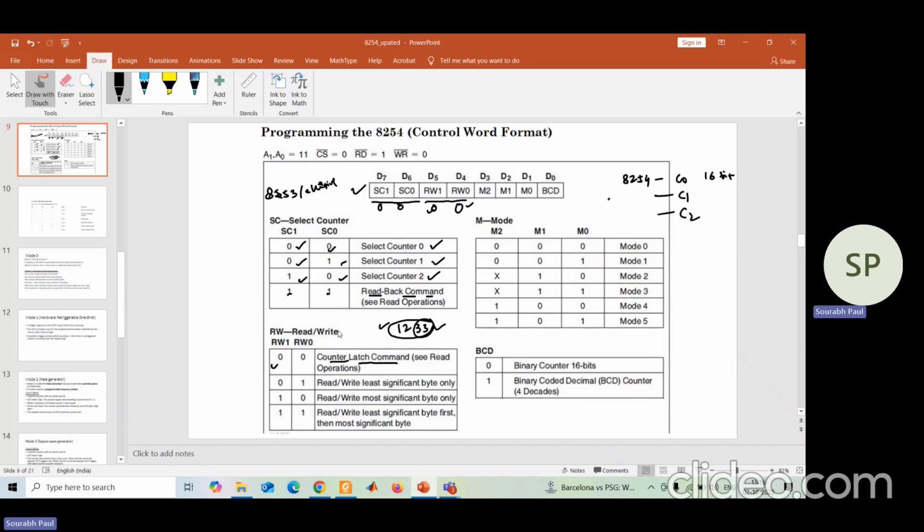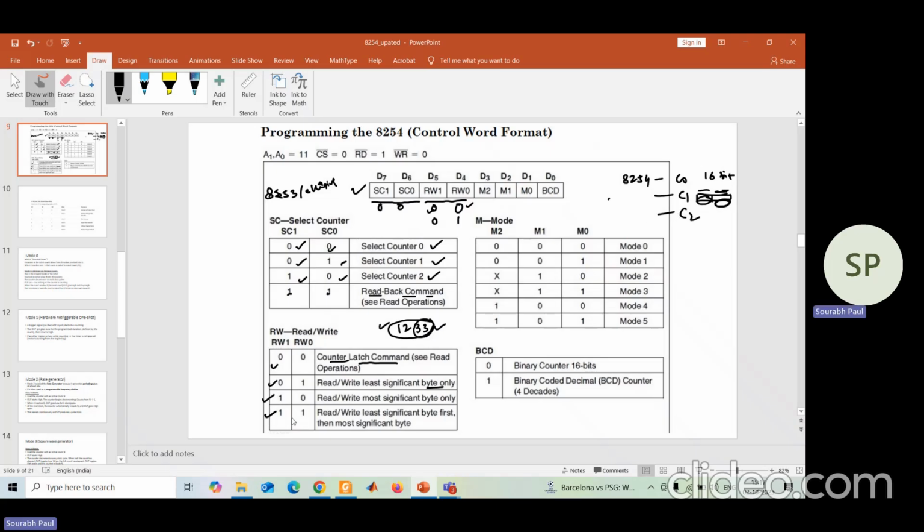Then the second one is 0, 1. The next combination is 0, 1. If I take 0, 1, then read write will happen for the least significant byte. What does least significant byte mean? I told you each counter is 16 bit. 16 bit means it has 2 bytes, the lower byte and the higher byte. So you can do the read write operation on the least significant byte, or lower byte, when you select 0, 1. Now, what is the case for 1, 0? 1, 0 means you are selecting the higher byte for the read write operation.